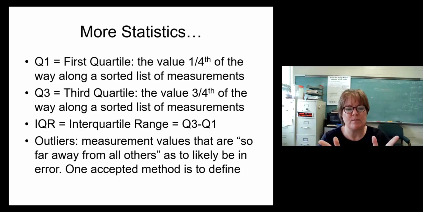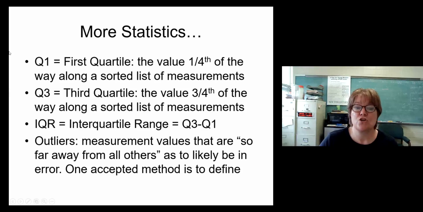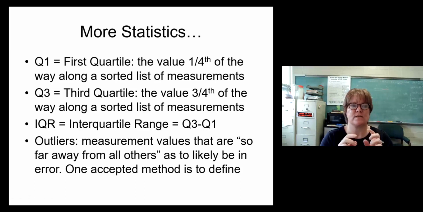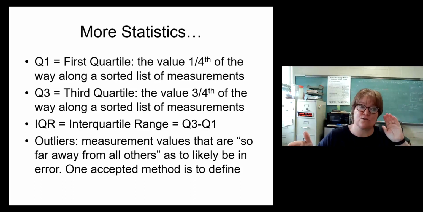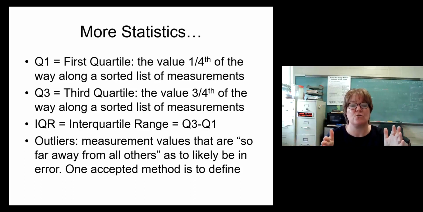I want to point out a couple of vocabulary words. Q1 is called the first quartile. The idea is that if I took all of the measurements and sorted them, the one that's 1/4 of the way along a sorted list would be the first quartile. The one that's 3/4 of the way along a sorted list is the third quartile. The third quartile minus the first quartile is called the interquartile range.